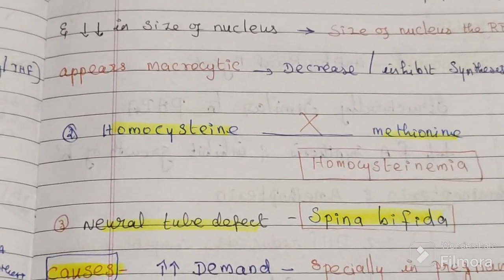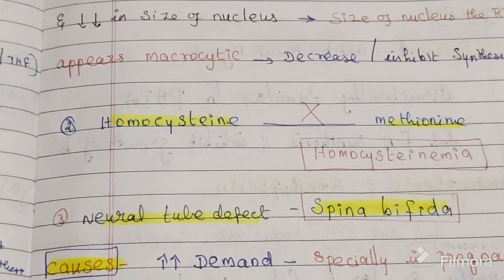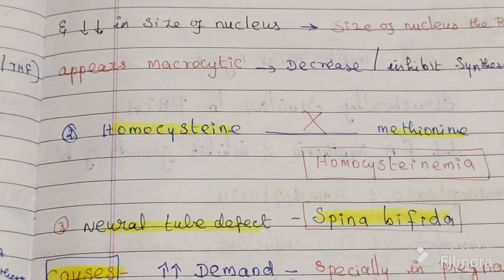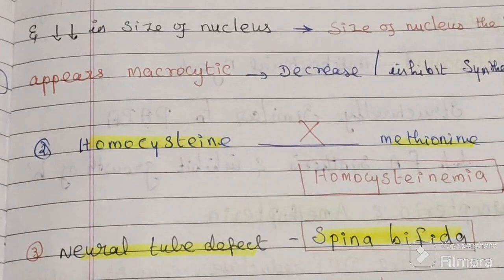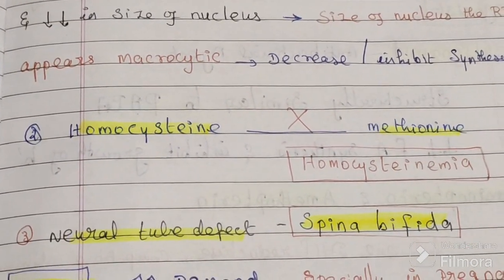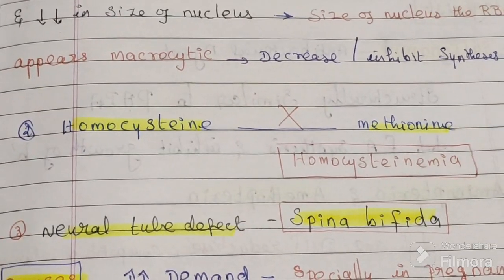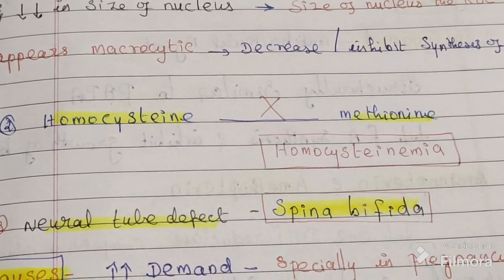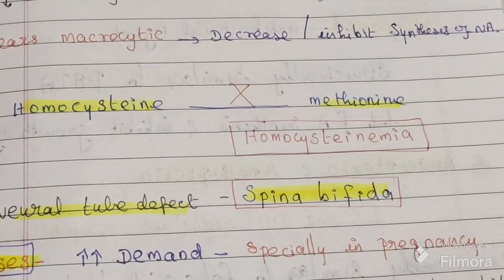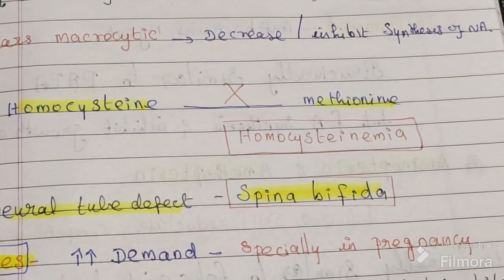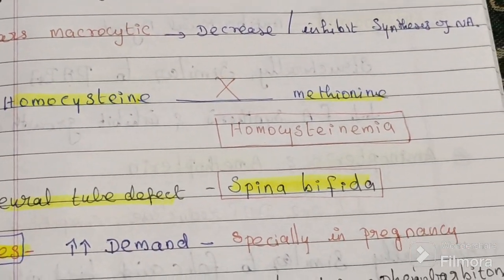As there is impaired conversion of homocysteine to methionine, the homocysteine level increases, which leads to homocysteinemia, and increased homocysteine causes cardiovascular problems and leads to cardiovascular diseases.